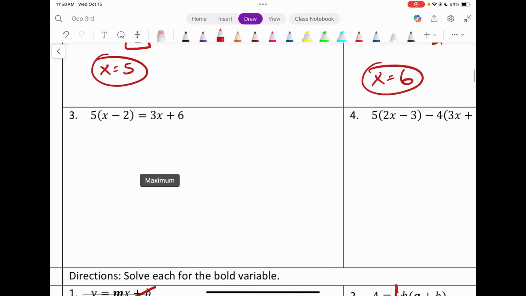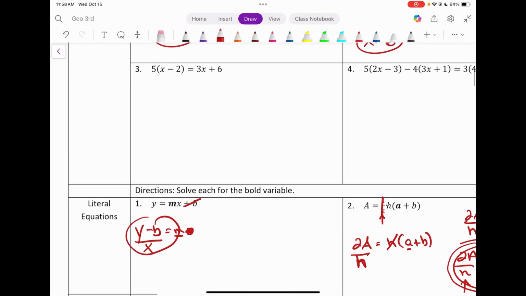Now sometimes you might have to deal with parentheses. Very simple. Before I can combine like terms, let's use distributive property to get rid of that parentheses. 5 times x and 5 times 2 gives me 5x minus 10 equals 3x plus 6.